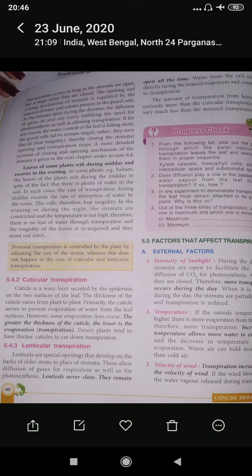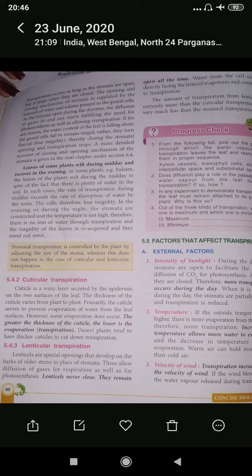Coming to the internal factors, number one is arrangement of leaves. Now, if the leaves are directly exposed to sunlight, they will lose more water. Next is thickness of cuticle. A thick layer of cuticle tends to reduce the rate of transpiration.